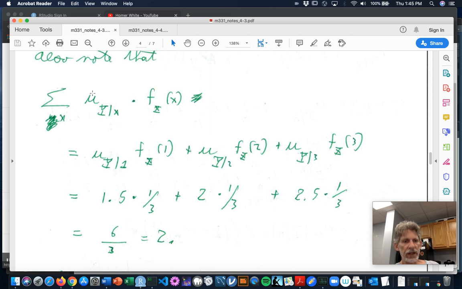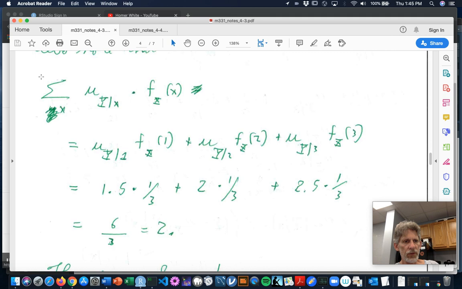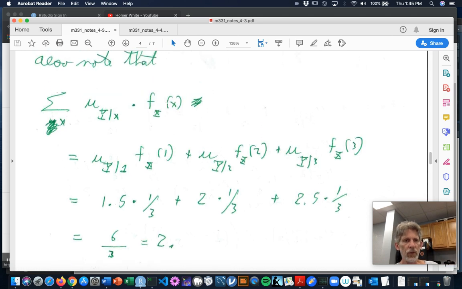Another thing that would be kind of fun to do is let's just compute this sum. So we're going to sum over all x's. X is 1, 2, or 3. The conditional mean for y given x times the chance for x to be 1, 2, or 3. Let's just do this sum and just see what it turns out to be.